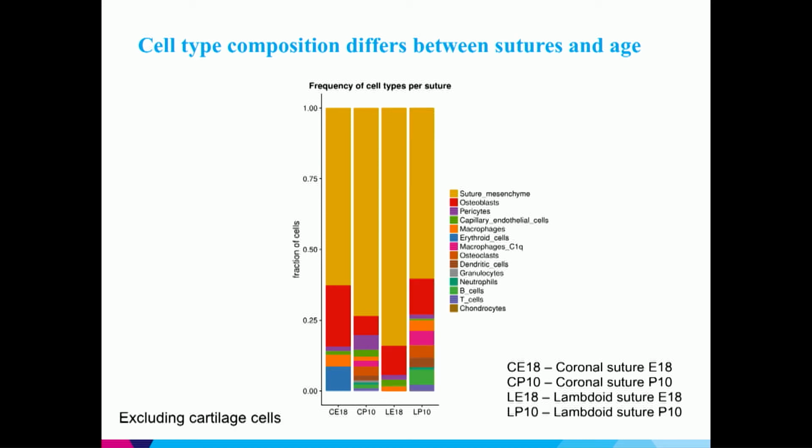But even if we discount the cell population of cartilage cells, you can still see that there are temporal and suture differences in terms of the specific cell populations that we're seeing. And this is both in the extent and the relative distribution of suture mesenchyme and osteoblast, but also in the extent of the presence of other cell lineages within these sutures.